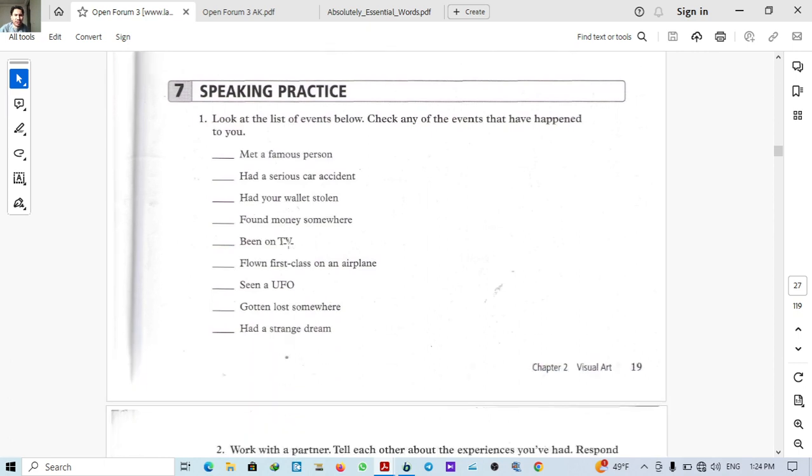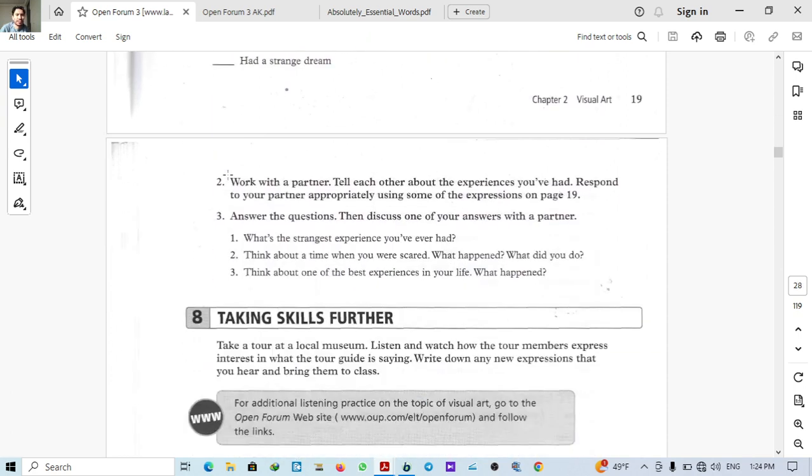So coming down here, we have got a speaking practice. Look at the list of events below. Check any of the events that have happened to you. Simply, here are some events. If you have faced any of these situations once in your lifetime, then you are simply circling or marking them to show that they have happened to you. Met a famous person. Have you met a famous person? Probably yes. If yes, then you're simply ticking that. You're checking and saying yes. And down here, any of them that you have faced in your lifetime, you can check them.